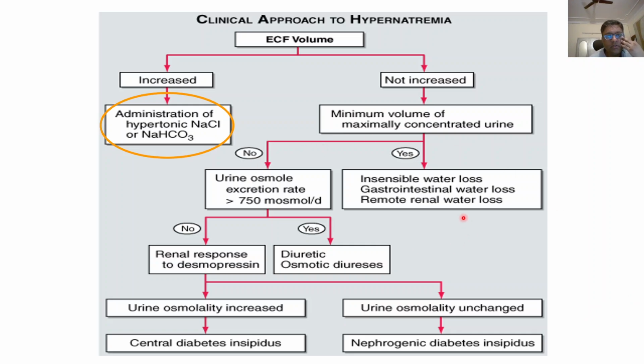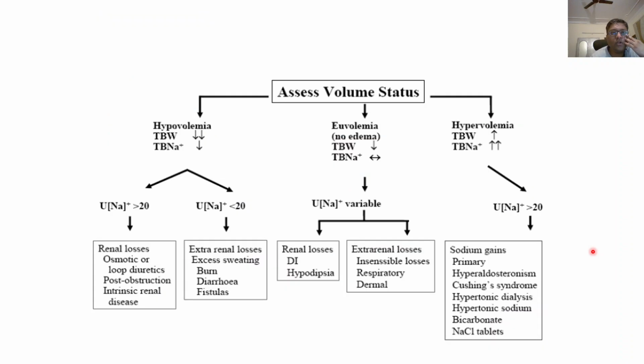Once again, I think this slide is discussing the same thing, and overall we're looking at volume status in hypernatremic conditions. If you have hypovolemia, total body water is less, total body sodium is less, and if urine sodium is more than 20, this is usually because of osmotic diuretics, giving renal losses. If urine sodium is less than 20, it could be extrarenal losses like burns, diarrhea, fistulas. If urine sodium is variable, again DI, hypodipsia.